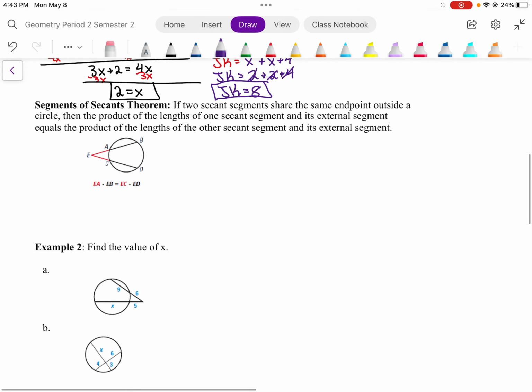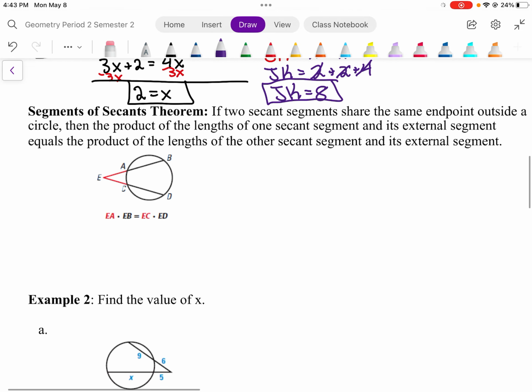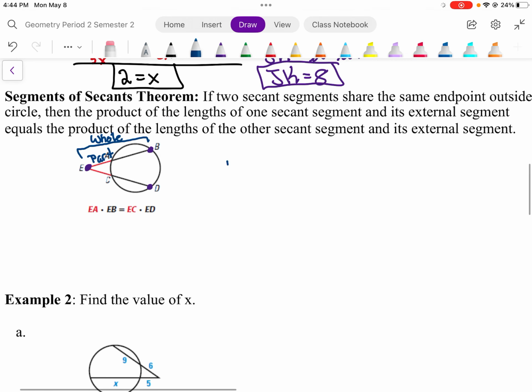Okay. Our next part that we are going to be going over today is when we have segments of a secant. So a secant is a part of a segment that goes outside of the circle. So this one is going to have an ending where it ends at the edge of the circle. So anytime you have a secant like this, we are going to take the part that's on the outside of the circle, and we're going to multiply that by the whole length of that secant of the circle.